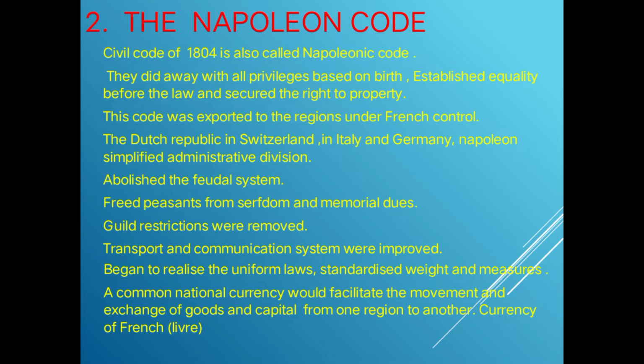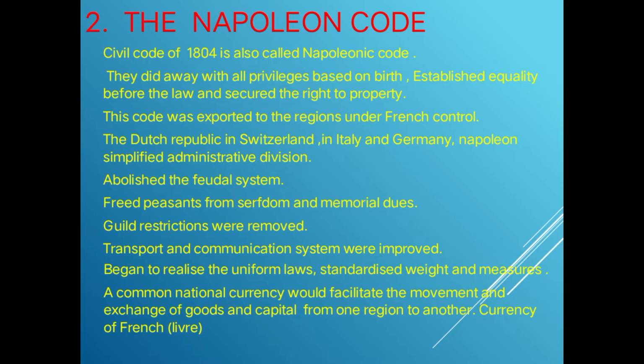The feudal system which existed, the medieval system of landholding, he abolished. He freed the peasants from serfdom and manorial dues. Manorial dues were the taxes or the payment which they were making to the landlords, and serfdom is working with the landlords for many years because they have taken debts from them. From all this bondage they were freed.